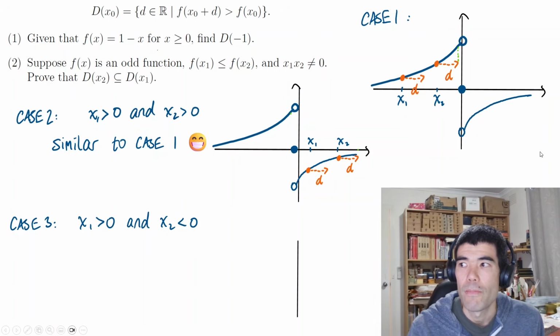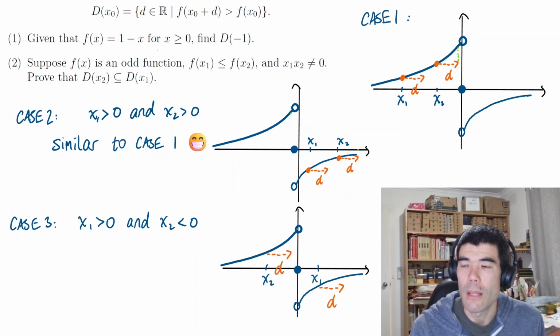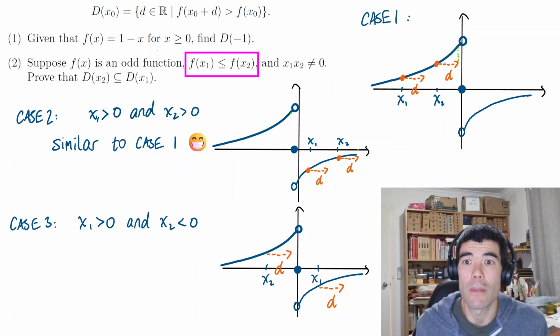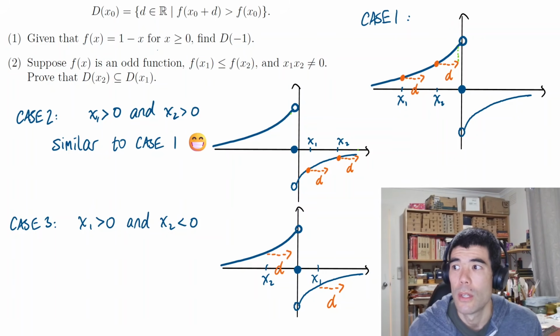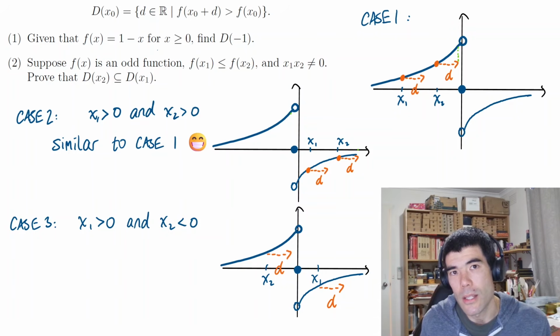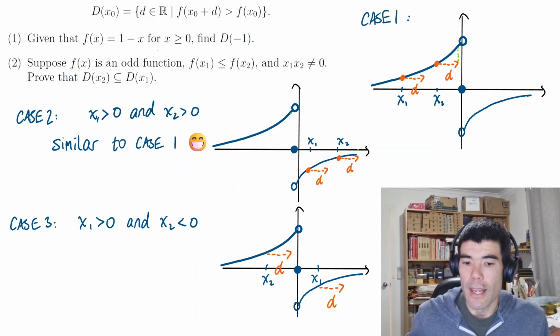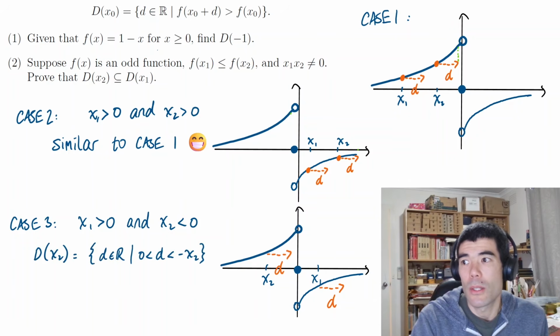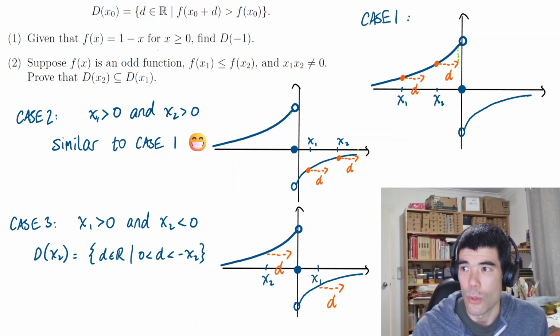is less than 0. We have to have it that way because remember, f of x1 had to be less than or equal to f of x2. So we couldn't have x1 being less than 0 and x2 being greater than 0. Now in this case, the d values in d of x2 are going to be very similar to case 1. So from 0 up until negative x2.